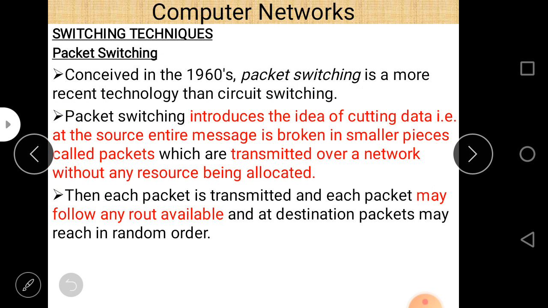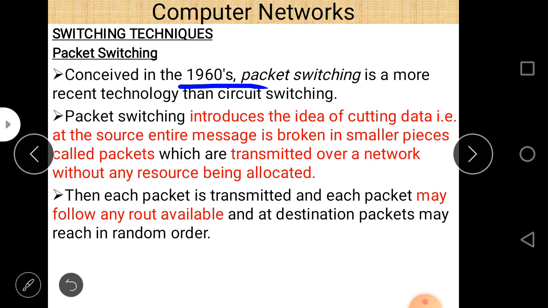Third is packet switching. So what is packet switching, or what is a packet? Packet switching introduced the idea of cutting data into different pieces, and these small pieces are called packets, which are transmitted over a network. So a packet is a small piece of data. And one of the most important things regarding packet switching is that there is no resource allocation required, and packet switching was introduced in 1960.